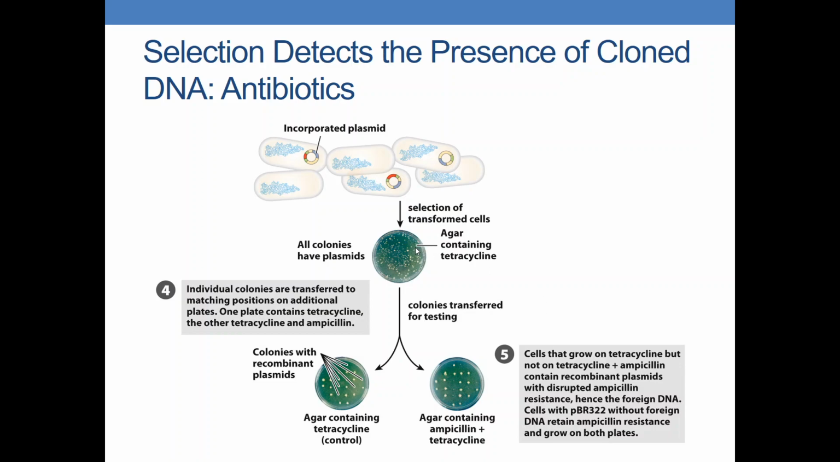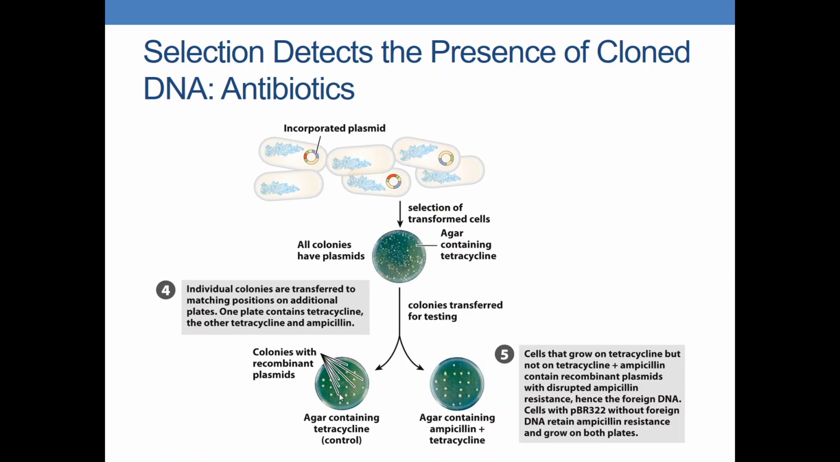So you're going to take a colony, so take colonies that you might be interested in, and in a grid-like fashion, you're going to transfer them to a tetracycline control plate, and then a plate that contains ampicillin and tetracycline. So you will see that for cases where you have correctly inserted foreign DNA, correctly inserted gene, you will not see growth at the corresponding position on the plate with ampicillin and tetracycline. So for example, right here, you'll see there's a colony on the tetracycline control plate, but there is not on the ampicillin plus tetracycline plate.